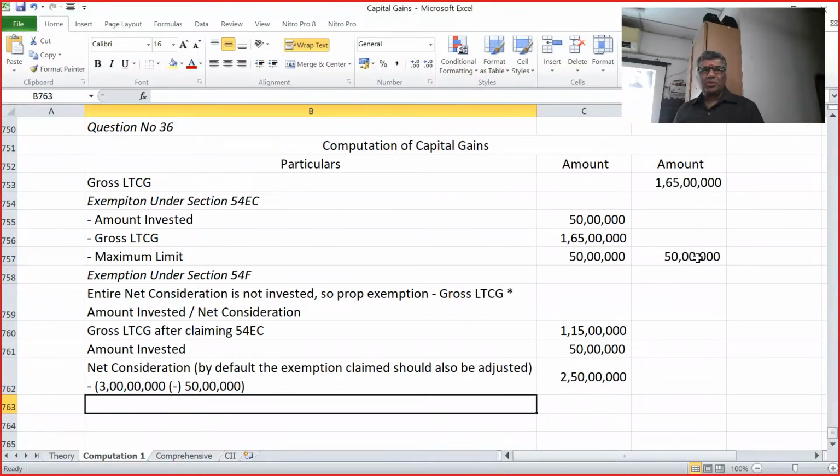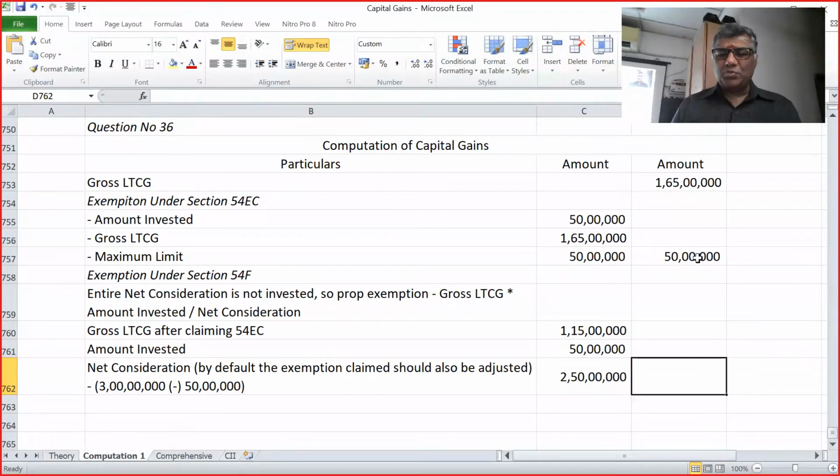There are some authors who do it the other way. The Institute has not yet clarified, they don't ask that kind of question. So you can even do the direct way: gross LTCG 1 crore 65 lakh into 50 by 3 crores. Only a small difference will come. This is one other school of thought.